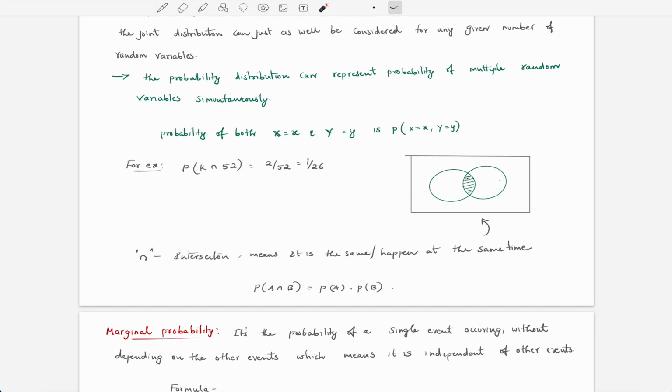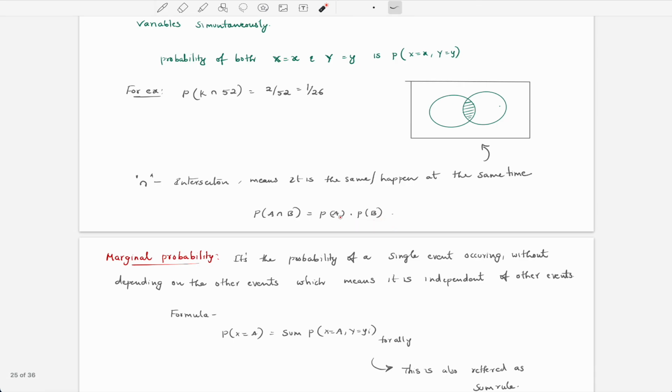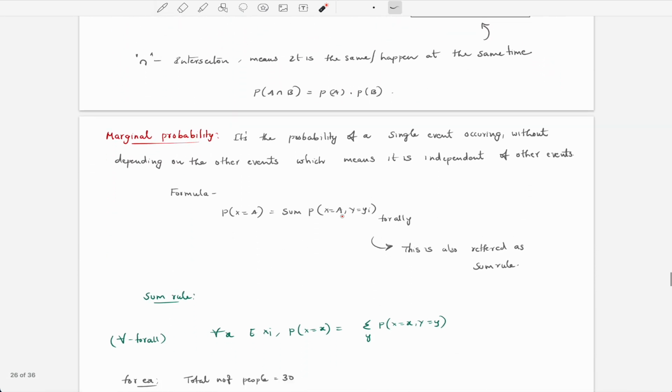It will happen at the same time. This is one probability, and this is another probability event, and they both occur at the same time. We have a formula for that, which is P of A intersection B equals P of A times P of B. We have seen it before, right? I hope you remembered that formula. So this is a joint probability distribution.